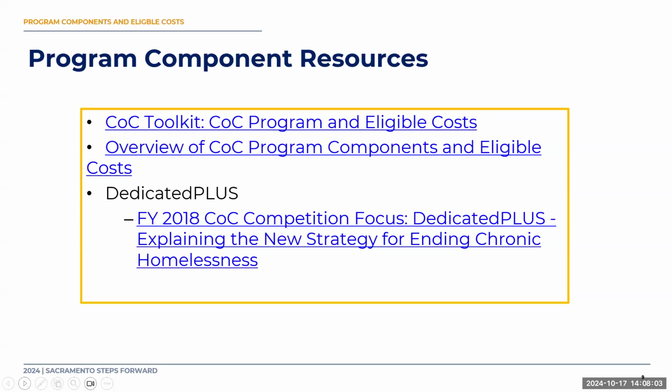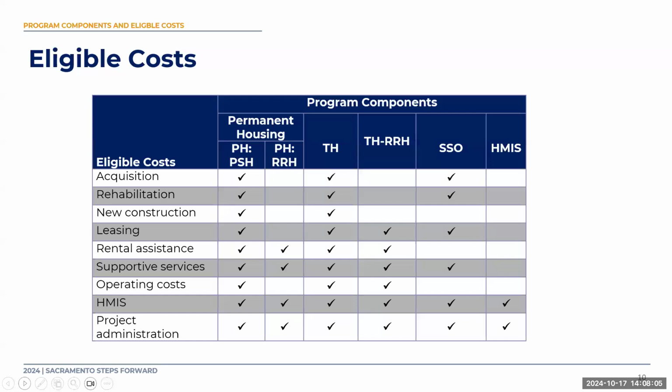Next slide. So this chart shows eligible costs based on the program component. As you can see, not all costs are eligible under every program type, but your project application and the NOFA for the year and other additional regulations will determine the details for your specific project of what eligible costs you have available to you. And that's what we'll be talking about in the next slide.